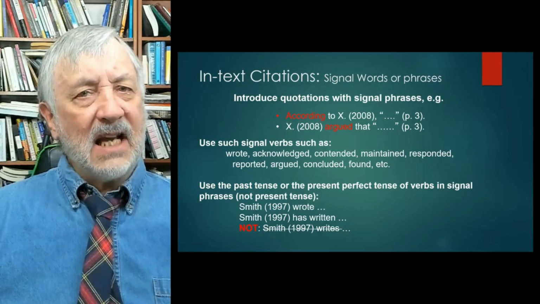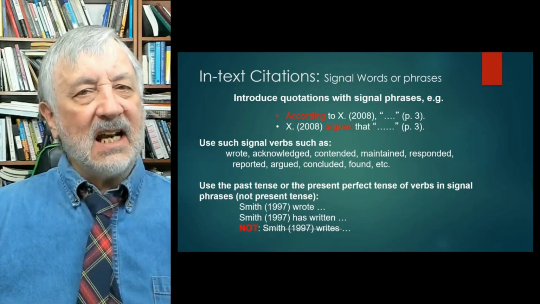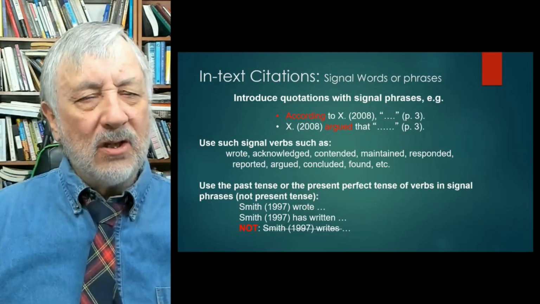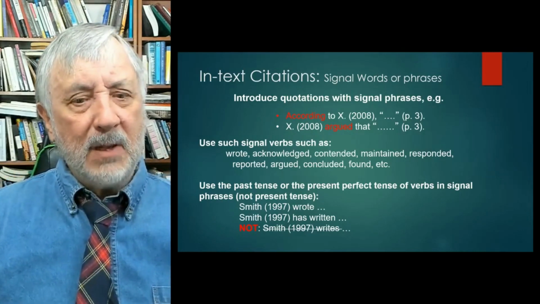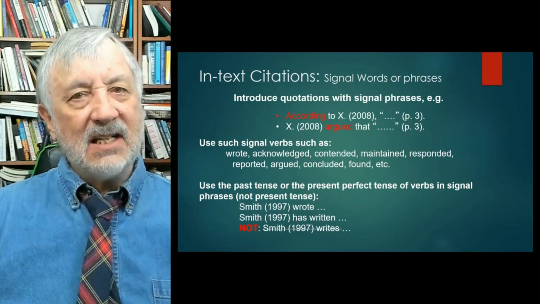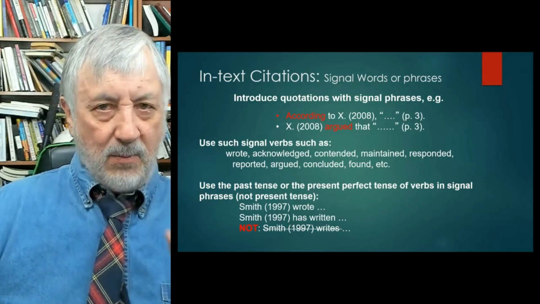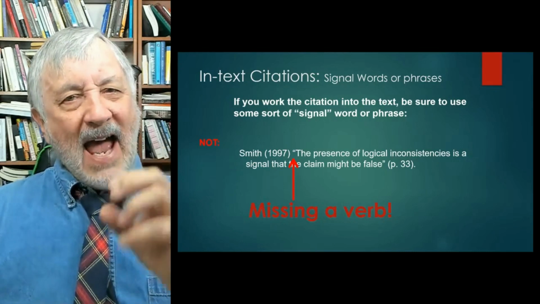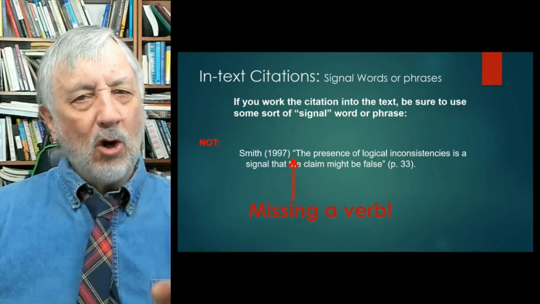Smith, 1997, wrote. Smith, 1997, has written, or any other attribution there, any other verb that might be pertinent. Not Smith, 1997, writes. So not in the present tense, but in the past tense. Now, you have to use those signal words or phrases.